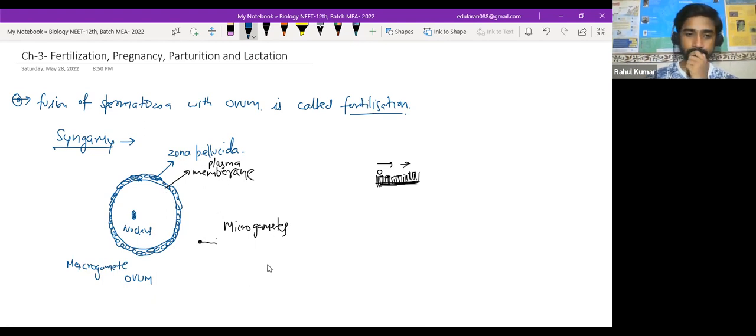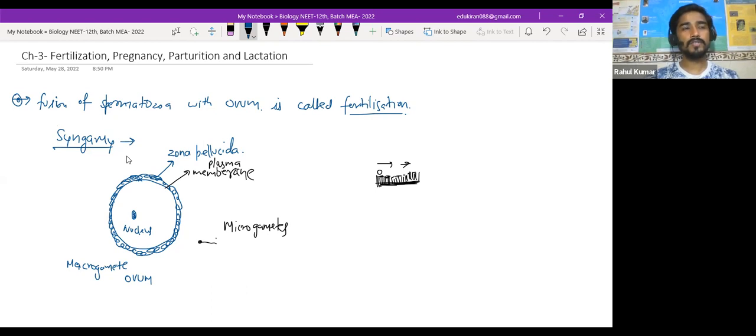Yes or no? Yes. So this whole process of interaction of sperm with the ovum, this whole process till fusion and making zygote is called fertilization. Syngamy is a specific event of fertilization.